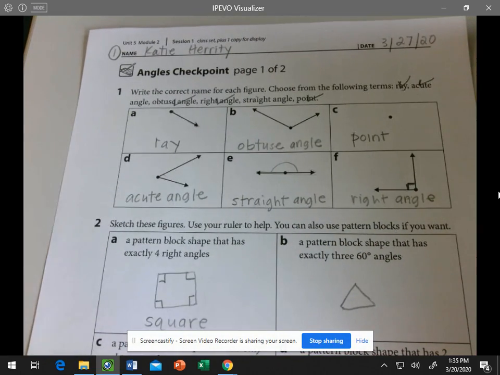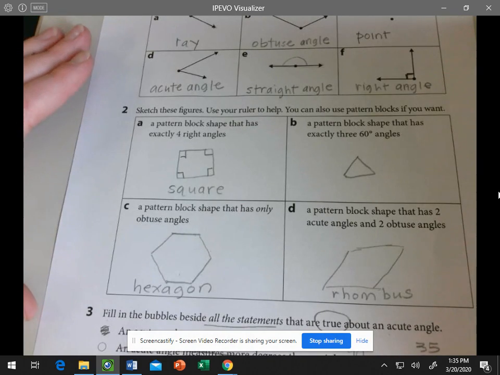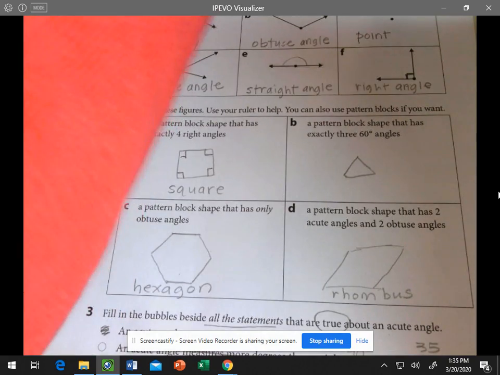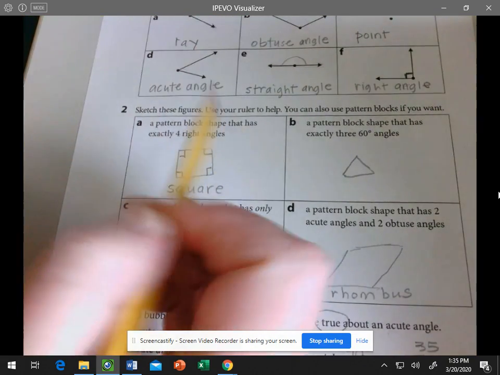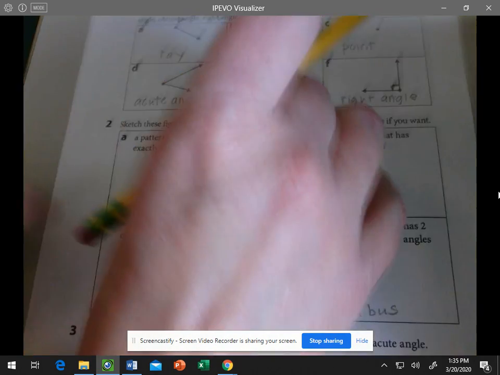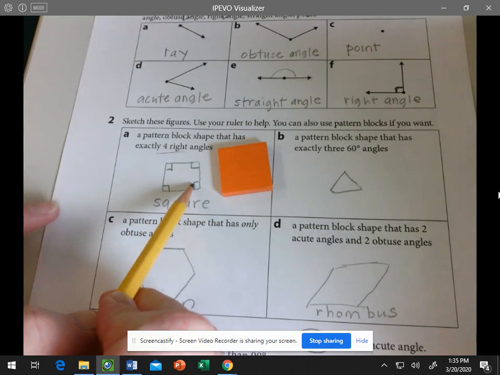How did you do? Number 2, sketch these figures. Use your ruler to help. You can also use pattern blocks. I don't think anyone has any pattern blocks at home, but I'm just going to show you what I did. A pattern block shape that has exactly 4 right angles. I was like, oh my gosh, that's the square. Right. And I sort of labeled it with that mathematician sign.